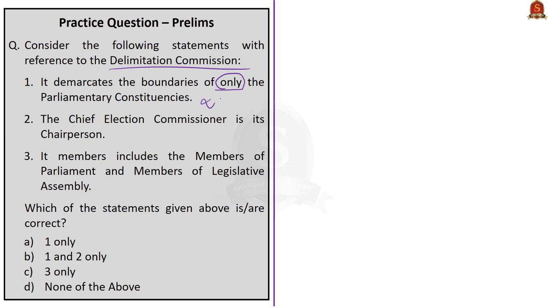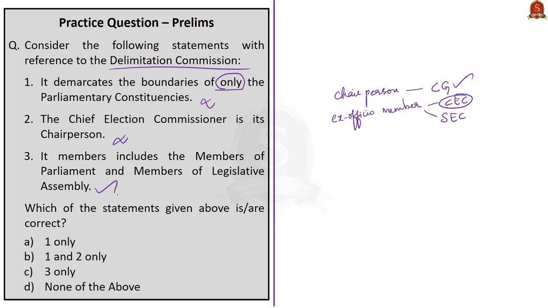Now, coming to the second statement, if we see the composition of the commission, it consists of 3 main members, the chairperson and 2 ex officio members. The chairperson is appointed by the central government and should be an existing or former judge of the Supreme Court. 1 ex officio member is the Chief Election Commissioner or an election commissioner nominated by the Chief Election Commissioner, and the 2nd ex officio member is the State Election Commissioner of the concerned state. So the second statement is also incorrect because the Chief Election Commissioner is an ex officio member. He is not the chairperson. The chairperson is appointed by the central government. Note that.